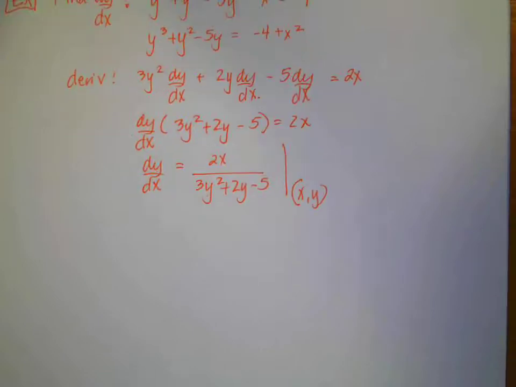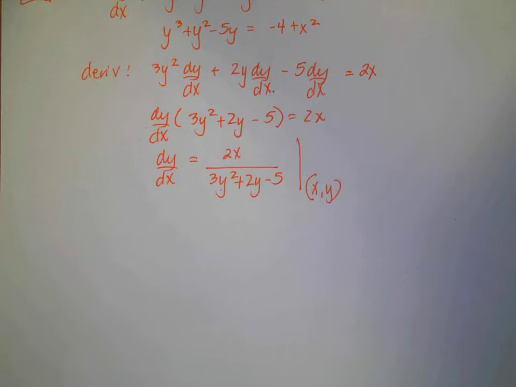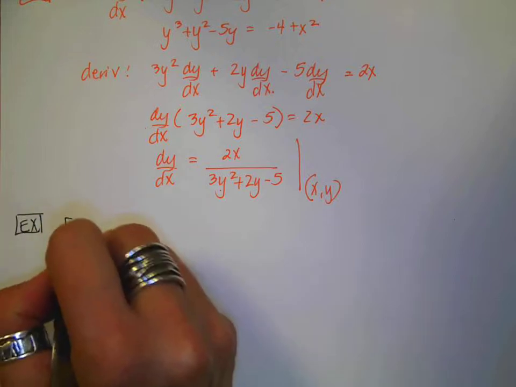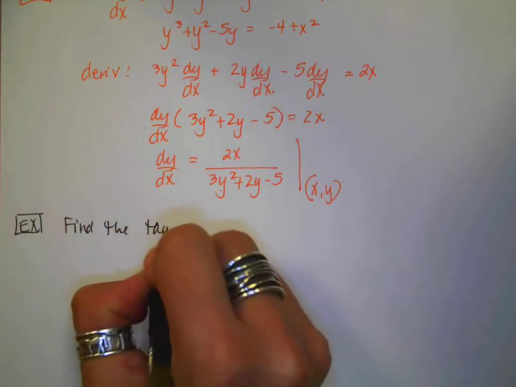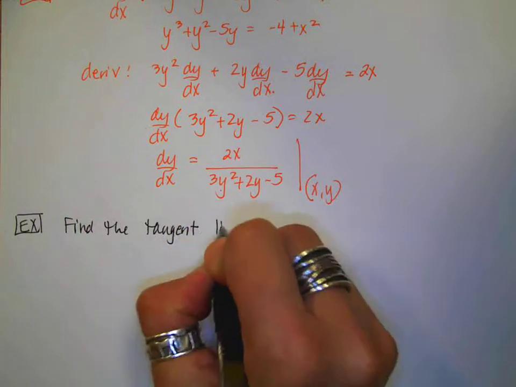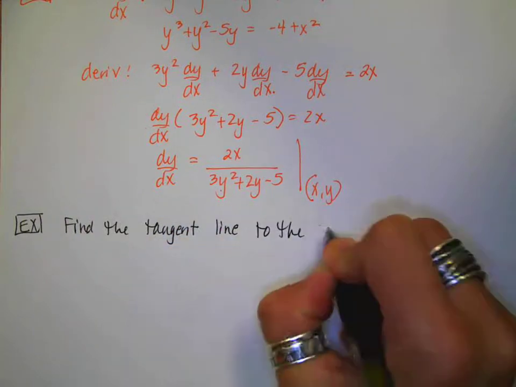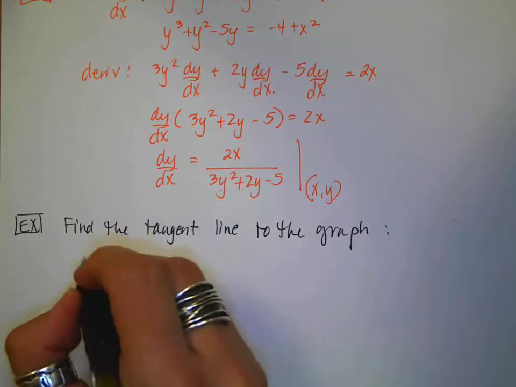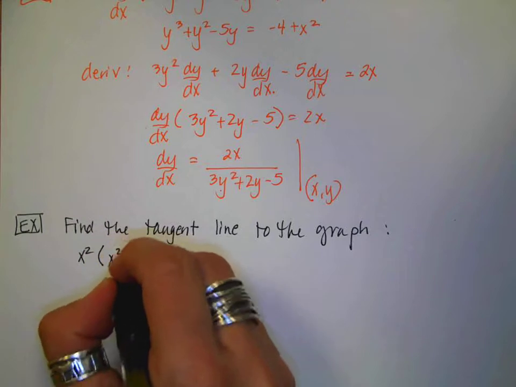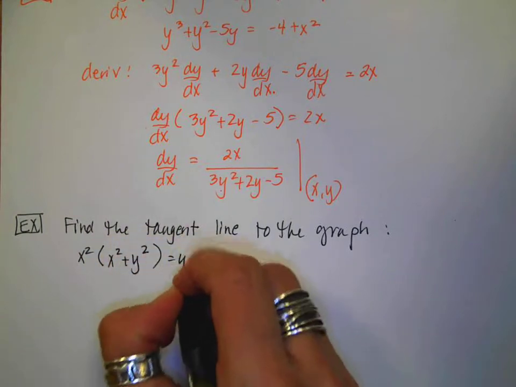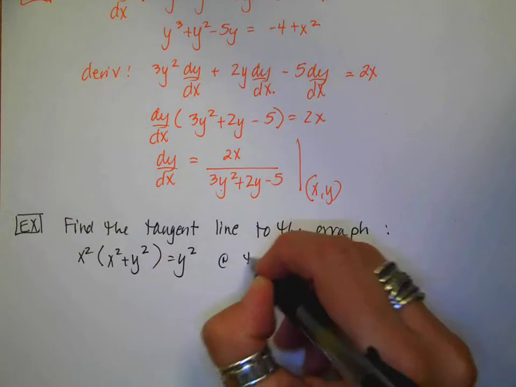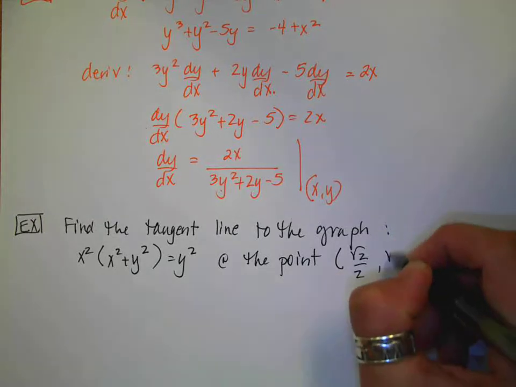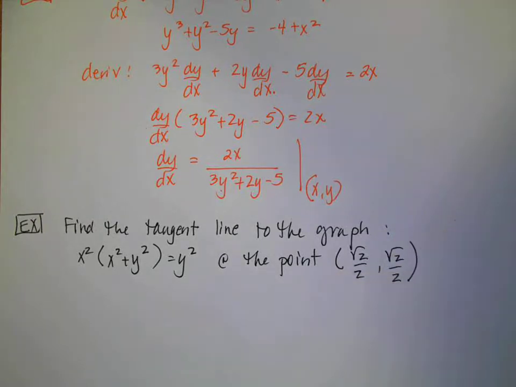Alrighty, so let's do a problem that's a little bit more entertaining, just as a kind of longer example for our implicit differentiation. So we want to find the tangent line to the graph, and we're going to be given x squared times (x squared plus y squared) equals y squared at the point, and our point is radical 2 over 2 and radical 2 over 2.